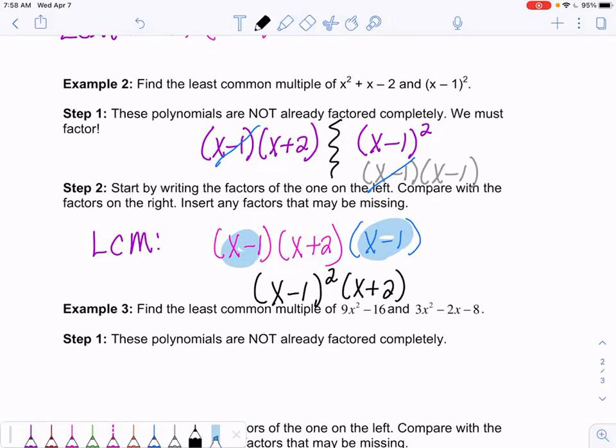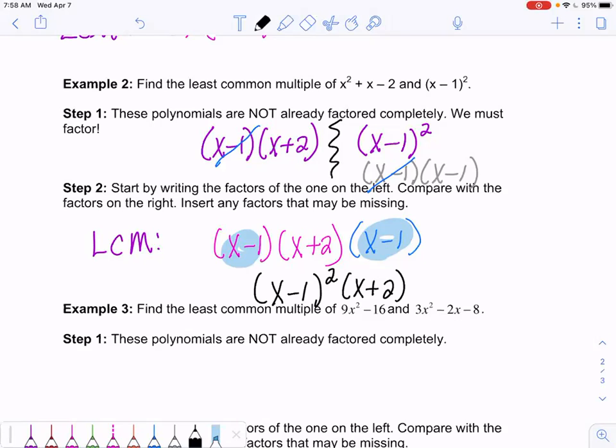Because they have one in common, and then the one that's left needs to become part of the least common multiple. Just like this x plus 2. So this x plus 2 needs to be part of the least common multiple. Any different factor needs to be part of the least common multiple. So there are two of them.